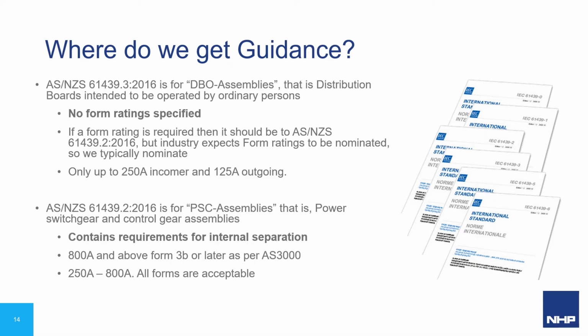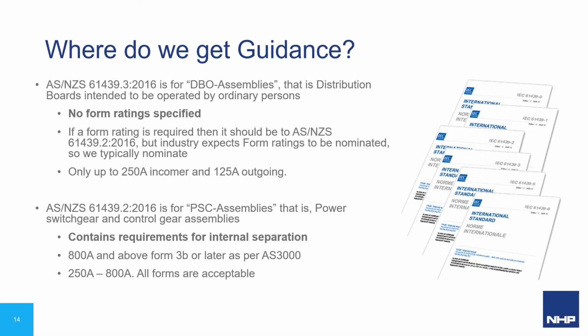These types of boards have several restrictions, including a maximum incoming supply of 250 amps or less and no outgoing circuit greater than 125 amps. There are no forms of separation defined in Section 3 of the standard. It is, however, industry trend to specify a form of separation even when constructing to Section 3 of the standard. For these boards, it is generally more acceptable to use an alternate form of construction that we will cover in later slides.